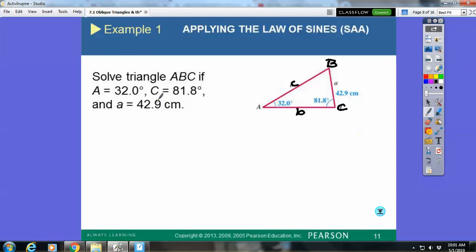If I wanted to find side c, we need 3 pieces of information still. We need side b, we need side c, and I also need angle B, correct? What's the easiest to find out of all those? Angle B, how are we going to get that? So if you did 180 minus 81.8 minus 32, angle B is 66.2 degrees.